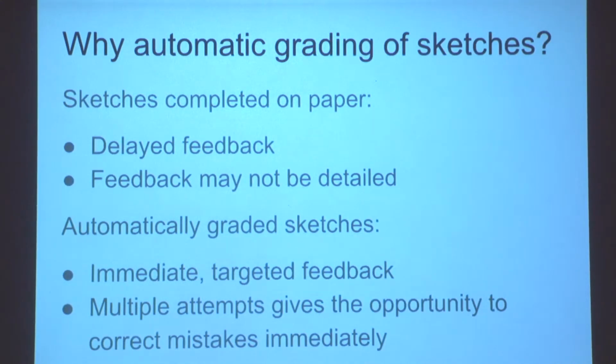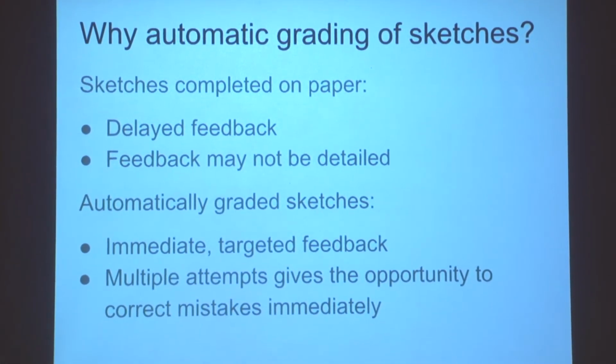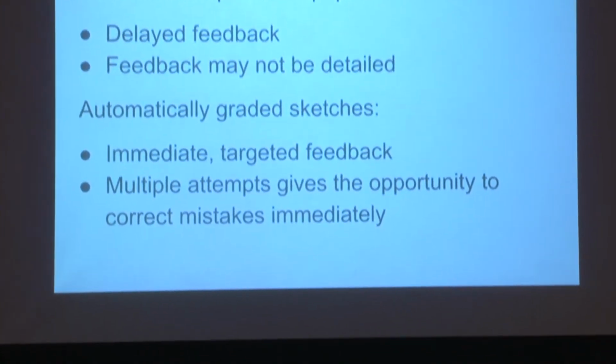The other issue is that we really wanted to be able to automatically grade sketches. And this obviously was important for our online students, but it was also important for thinking about our residential students here on campus. One of the reasons is that typically these are graded on paper, they're submitted, and there's a delay in the feedback that the student gets. If they even look at that feedback, it may not be very detailed. Whereas with automatically graded sketches, we can provide immediate targeted feedback on where the sketch is going wrong, and we can give them multiple attempts so that they can correct their mistakes and get it right, which is ultimately what we want. We want them to get it right, and we want them to figure out where their mistakes are and fix it right away.